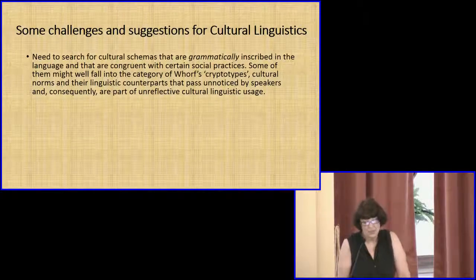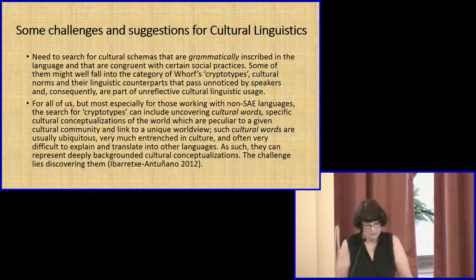There's a need for a search for cultural schemas, and again I'm following something that Gary Palmer wrote, that are grammatically inscribed in the language and that are congruent with certain social practices. This is really one of the challenges faced by cultural linguistics. Some of these grammatically inscribed schemas might fall into the category of Whorf's cryptotypes, cultural norms and their linguistic counterparts that pass unnoticed by speakers and consequently are part of the unreflected cultural linguistic usage.